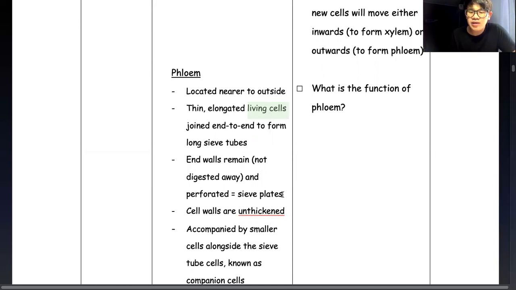And penapis itu kami panggil sebagai sieve plates. Okay, so how do they form? Because the end walls are not digested away and they are perforated. So perforated maksudnya berlubang-lubang. Okay, so yang sebenarnya ia sel 1, sel 2, sel 3 bersusun.